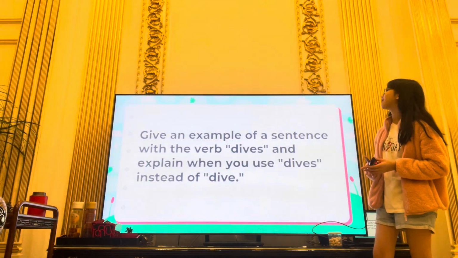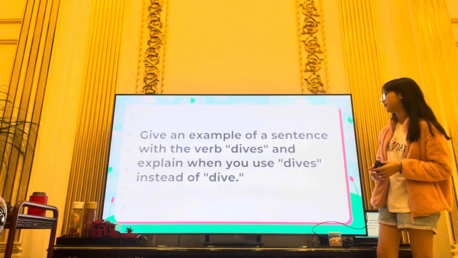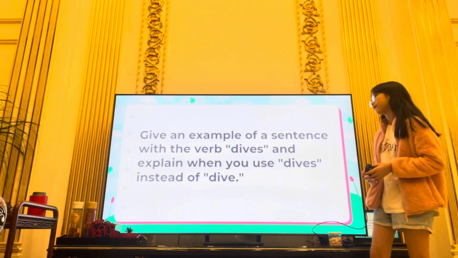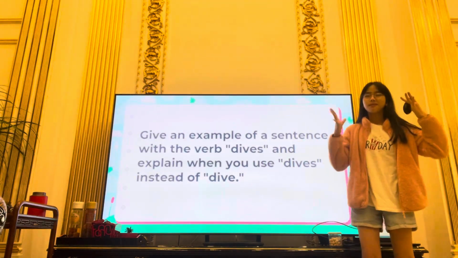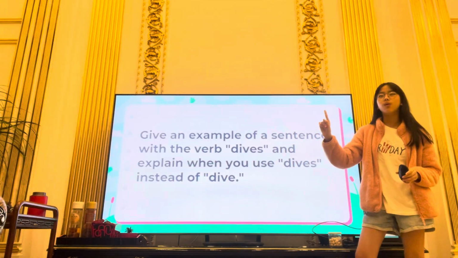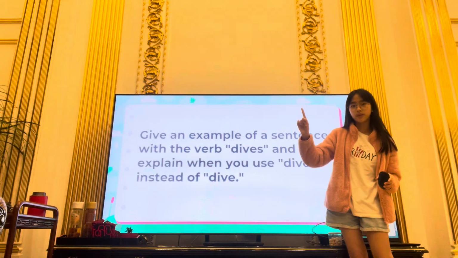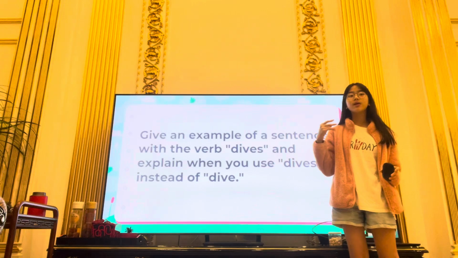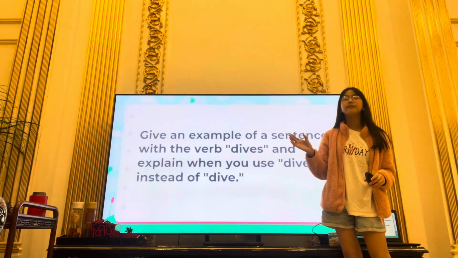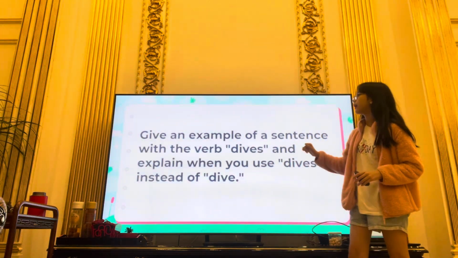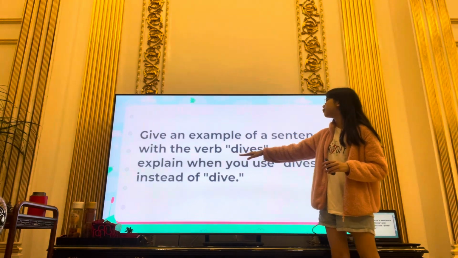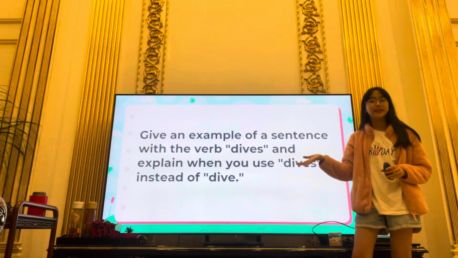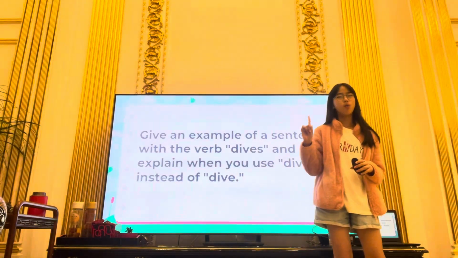Give an example of a sentence with the verb dives and explain why you use dives instead of dive. So, we will use the verb that ends with s for one person. And for more than one person, we will use the verb that doesn't have s. So here we have the verb dives. There is an s here. That means that it is only talking about one person.